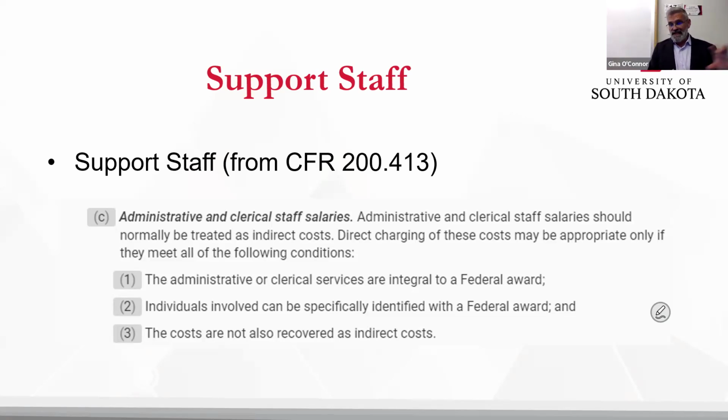That you can specifically identify the individual. They really like people to name names whenever possible, rather than just a position. They're more lenient on that with graduate students. It's okay to list a graduate student as a graduate student on a budget, but they usually want to have names for other folks there. And then you also have to make sure that the funding source behind that position are not also recovered as indirect costs. That's what they call as being supplanted.